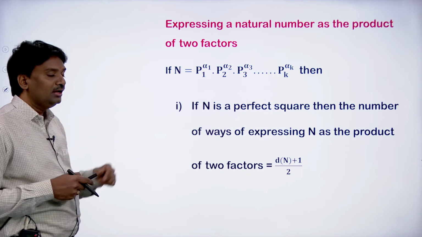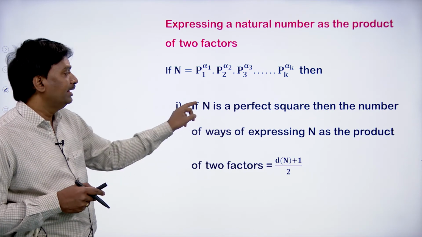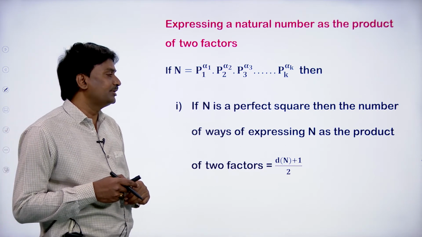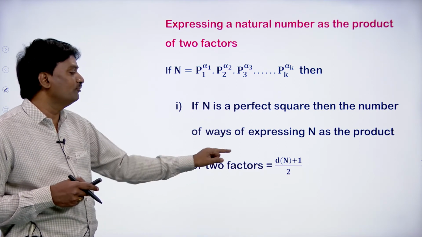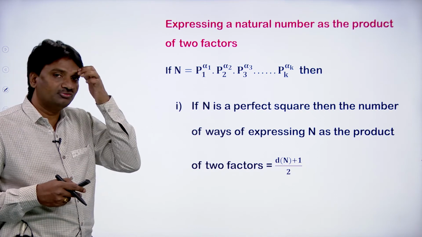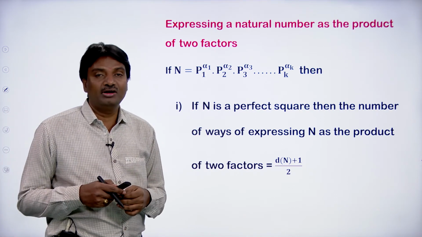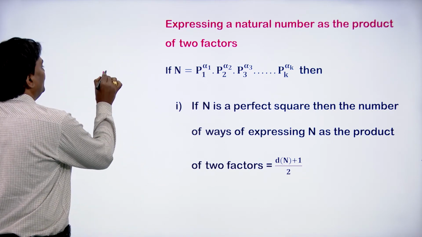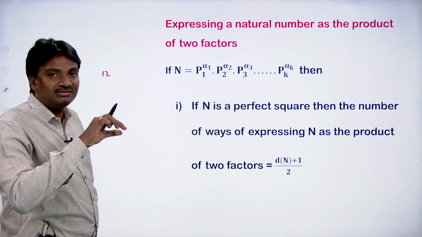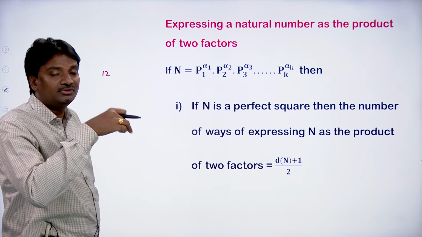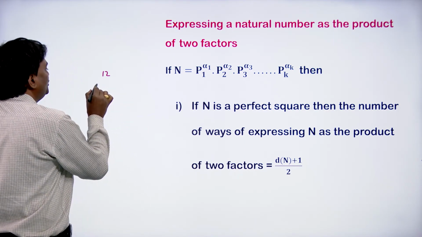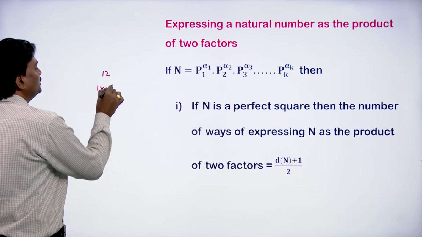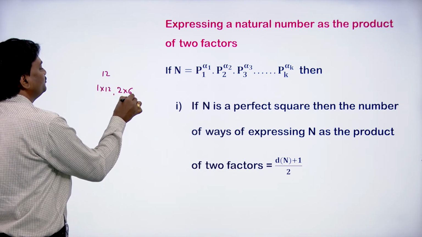Here 2 points are there. So the first one is, if N is a perfect square, then the number of ways of expressing N as the product of two factors is (D of N plus 1) by 2. For example, 12 is there. We have to express this as the product of two numbers. So 1 into 12 is one way. 2 into 6, 12, that is one way.